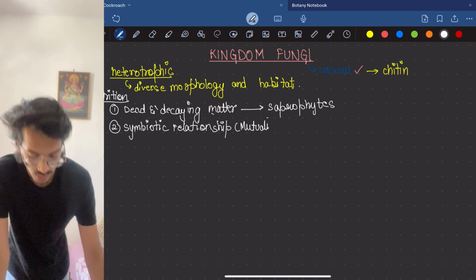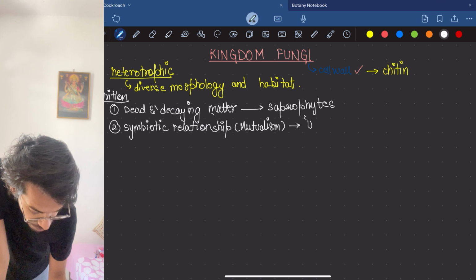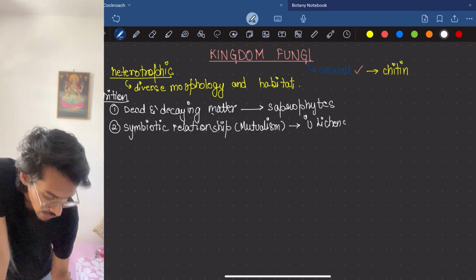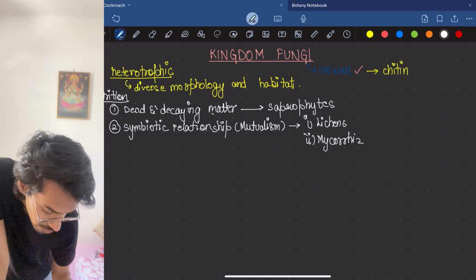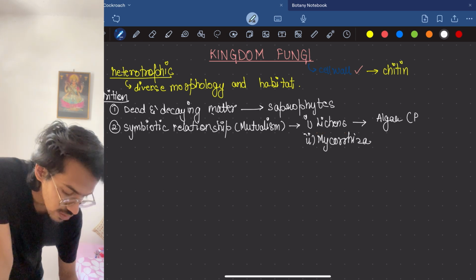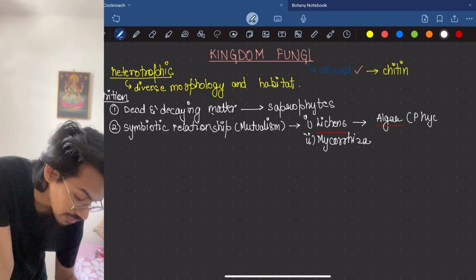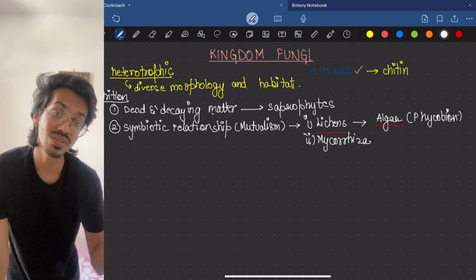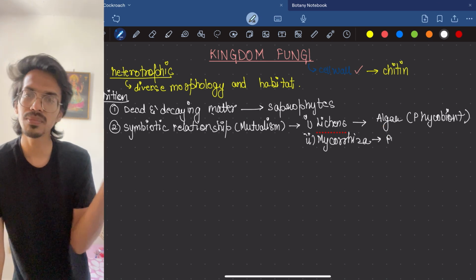This is what we studied as a mutualism kind of arrangement, where you will have either a lichen arrangement or an arrangement of mycorrhiza. In lichens, the fungus works with algae. The algae is the plant partner, and this component is called phycobiont, whereas the fungus is called mycobiont.